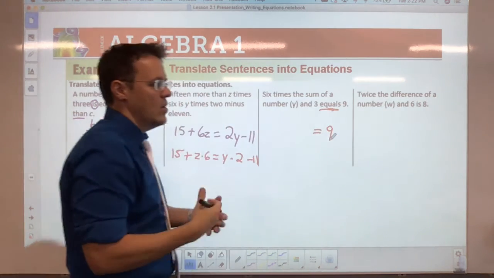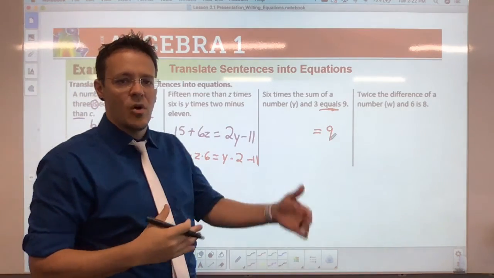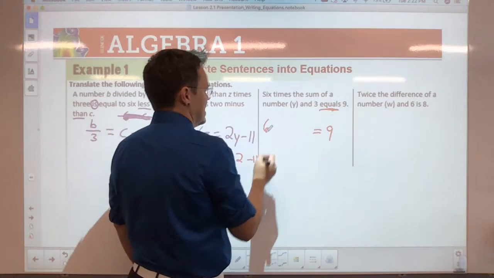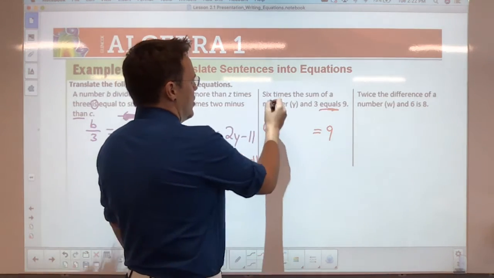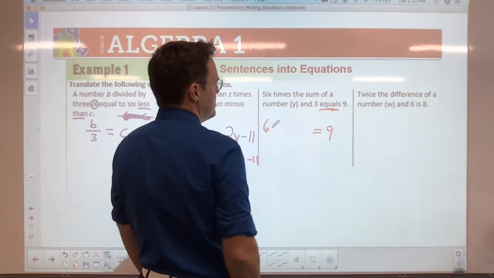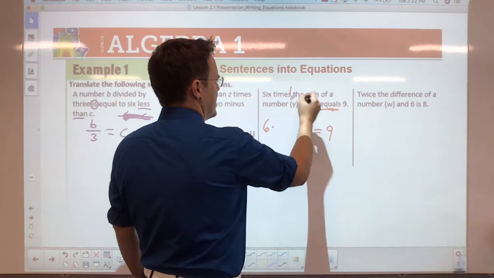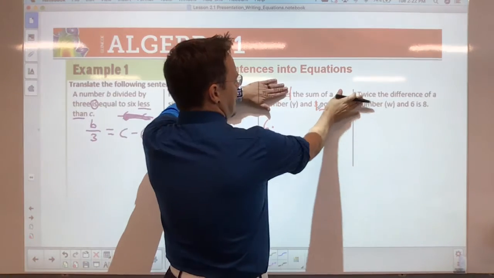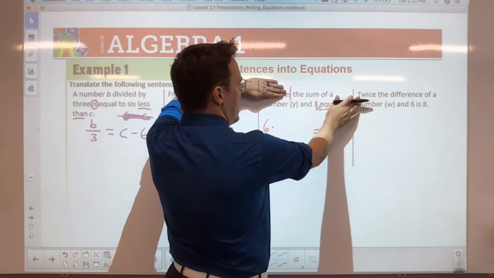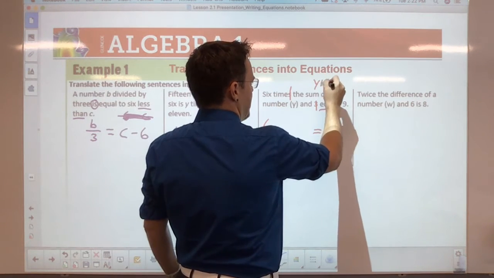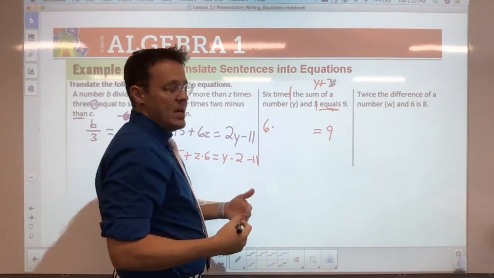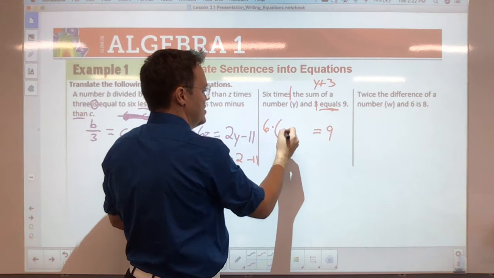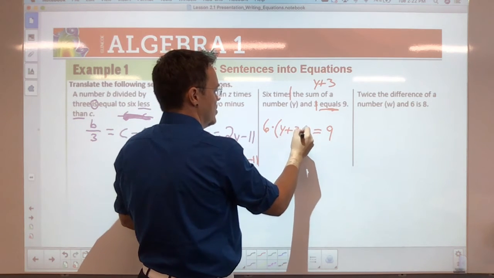All right, so now it's good sometimes to reread the whole thing to make sure you guys understand. All right, so it's 6 times, so we know we got 6 out here. So if we have 6 times something, and then it says in here, the sum of a number Y and 3. If we were to just isolate that, the sum of a number Y and 3, we would write that as Y plus 3, right? So what you guys have to understand is now we're going to take this little section and you're going to plug it into here. So it looks like this.